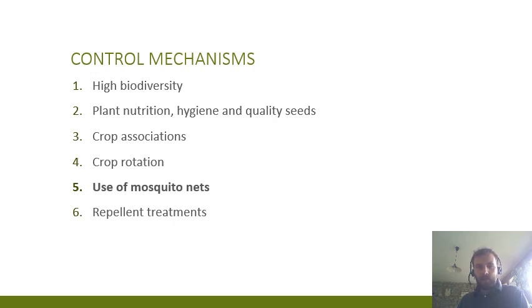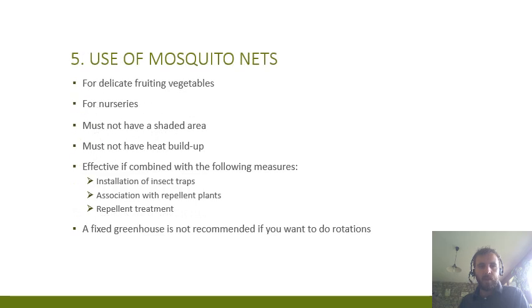Okay, now we get to the next possible mechanism to control pests, which is the use of nets. This is just the idea to protect the crops, to have the crops under a net where the pest will not be able to get in. It can be used for delicate fruit that can produce a lot of money. It can be used for nurseries to protect the seedlings, but it should not provide shade, and it should not make a heat buildup that can be too much for the crops.